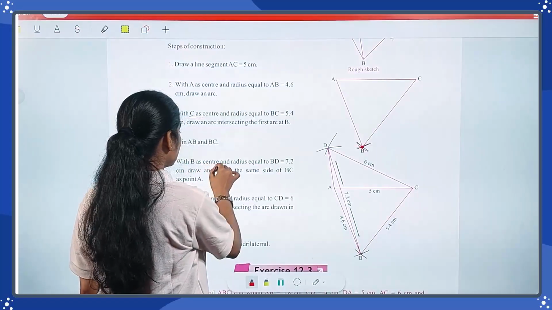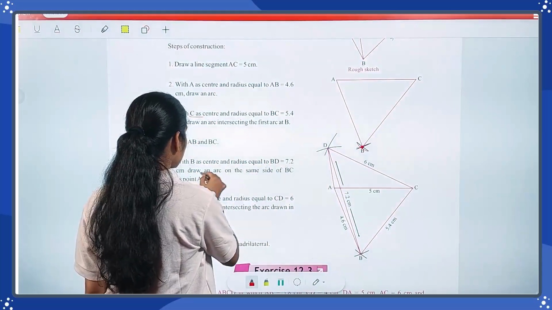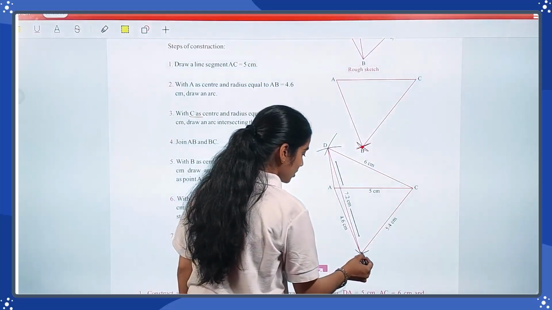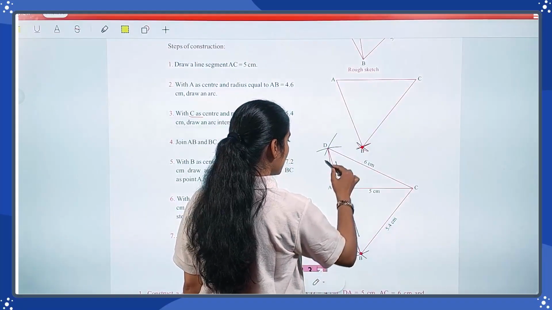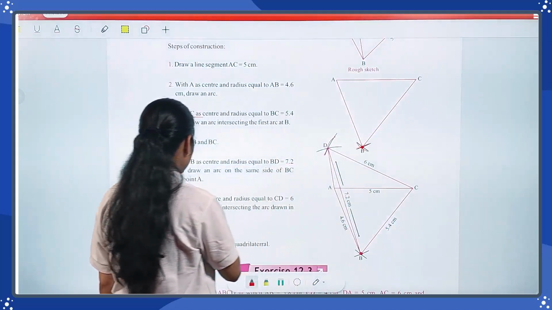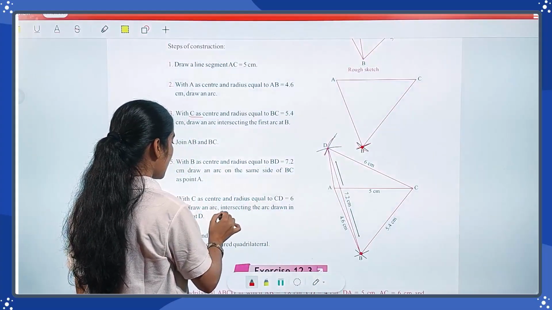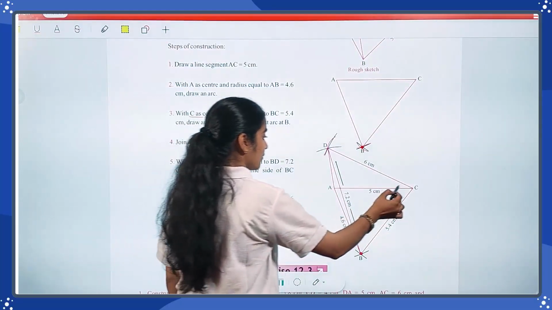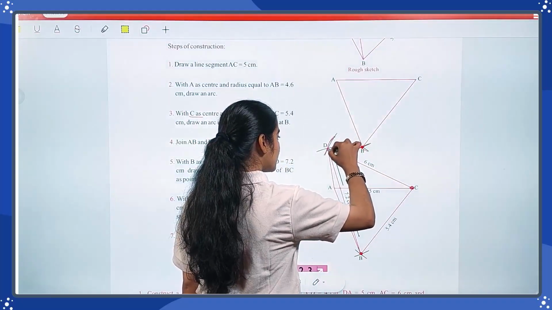Now with B as center and radius equal to BD, BD is equal to 7.2 centimeter, draw an arc on the same side of BC as point A. Now you have to take your center B and open your compass till 7.2 centimeter. On the line of A, you have to make an arc. Okay. With C as center and radius equal to CD which is 6 centimeter, draw an arc intersecting the arc drawn in step 5 at D. Now you have to take your center C, open your compass till 6 centimeter and intersect this arc.